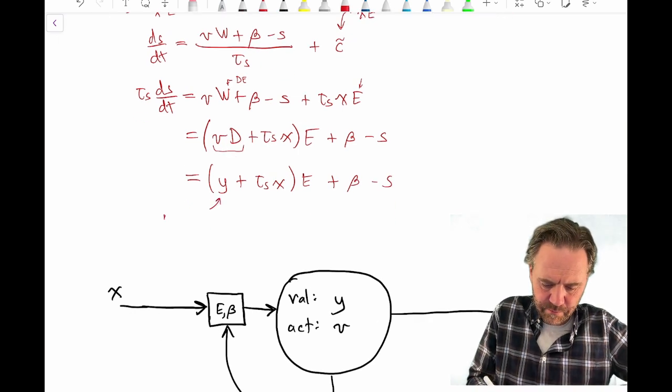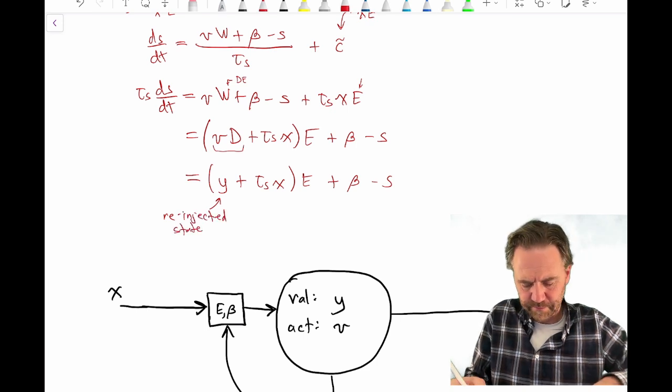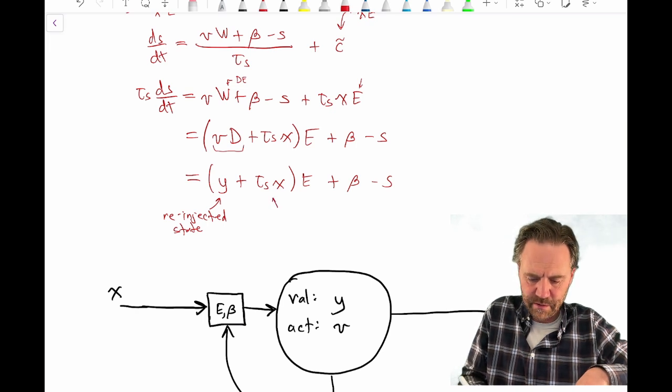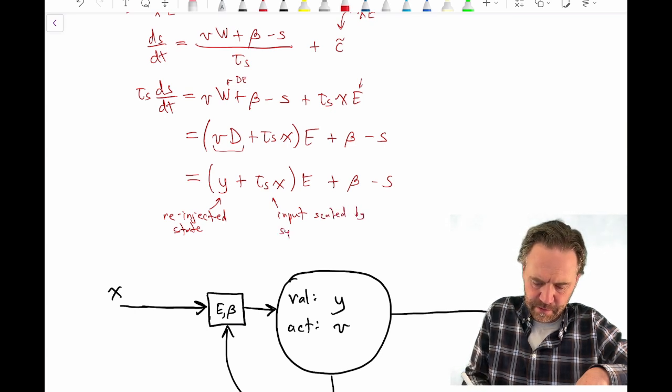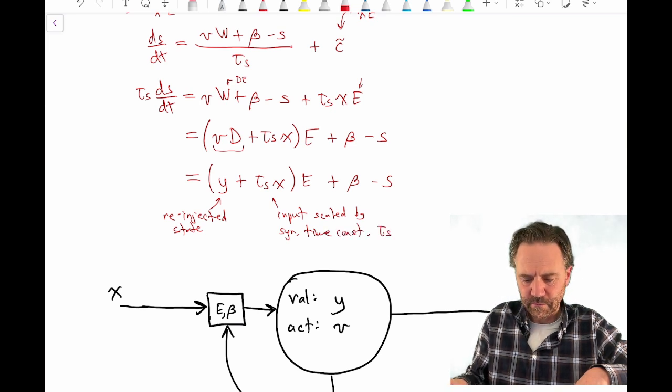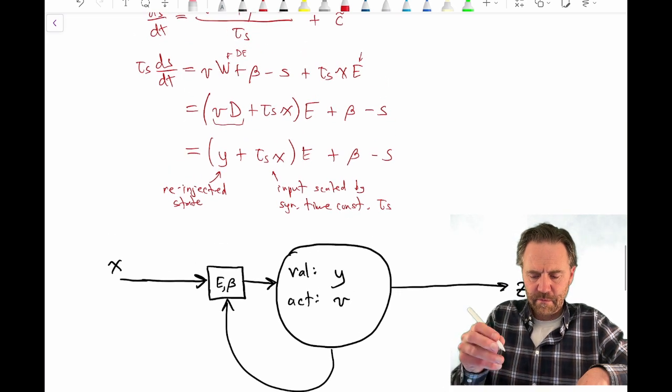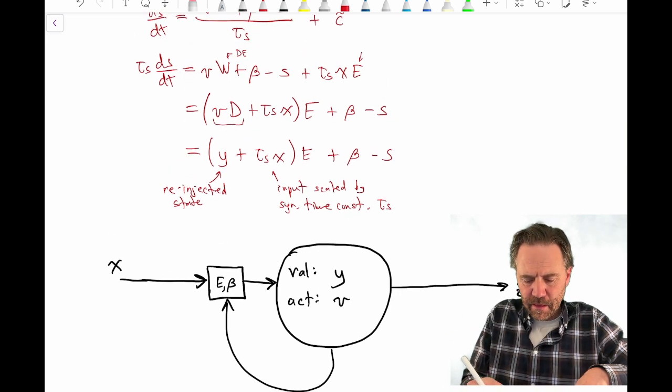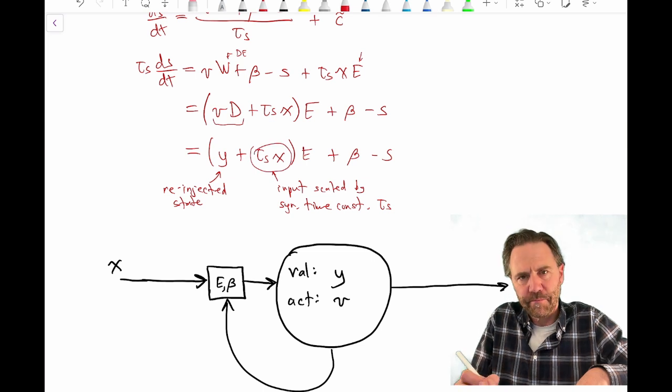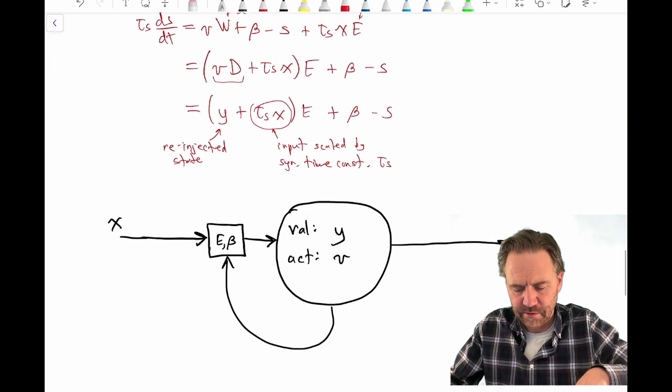So, re-injected state. And this is the input scaled by synaptic time constant tau sub S. So this tells us that we have to take our input and multiply it by the synaptic time constant.